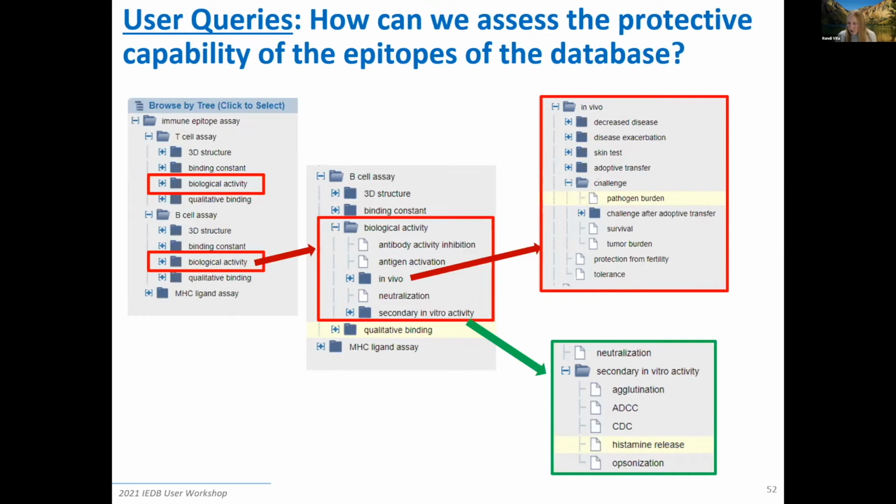All of these challenge assays generally are accepted as evidence for protection, but for some epitopes, there may not be that much data, and you may want to also include some of these in vitro assays that some people feel are good correlates for protection. So if there's not a lot of data already published using challenge assays, you might want to include some of these others, like neutralization or opsonization.